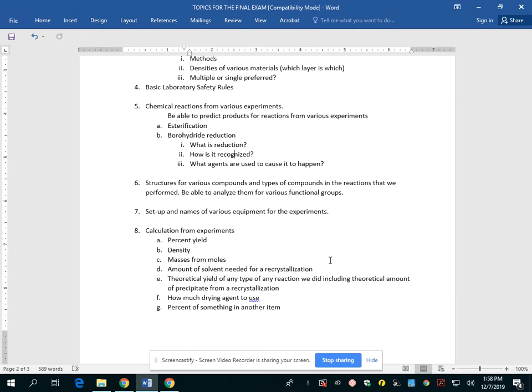Theoretical yield calculation. How much drying agent to use? Remember, there's a rule of thumb there. Honestly, I don't have it before me, but you can look that up in the drying agent portion. I think it's a gram per 25 milliliters or 30 milliliters, something like that. But it's in the text in the back there. Percent of something in something. So if I give you, like, you extracted this much material, you started with this much material, what percent was it of that material?